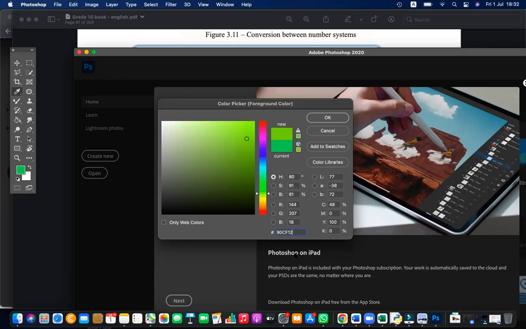Then I make a little more red and green. Then I increase the blue. Now I'm going to increase the amount of blue, replacing the 12 with DE. Now it's more blue. But there's a little red too. Now you can reduce the red.